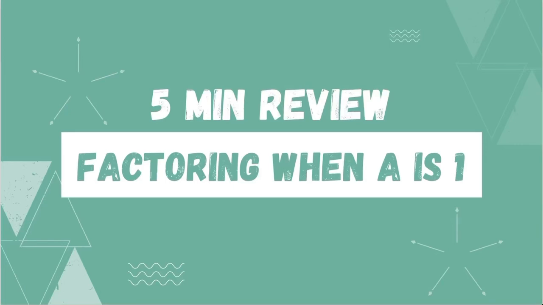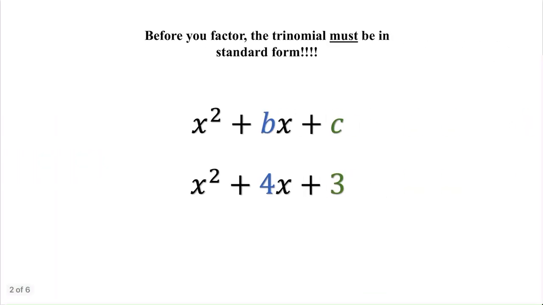So in this video, we're going to review factoring when a is 1 in 5 minutes or less. Before you factor, your trinomial must always be in standard form. That means x squared comes first, and then bx, and then c, which is the constant term. So x squared plus 4x plus 3 is an example of a trinomial that's in standard form.